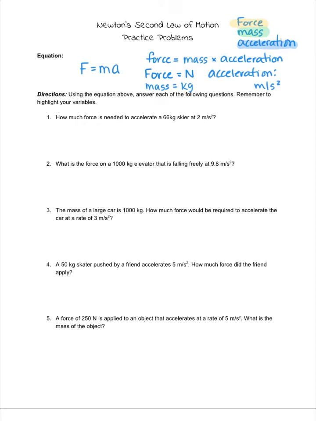All right, let's look. It says use the formula above. Answer the following questions. Remember to highlight your variables. How much force is needed to accelerate a 66-kilogram skier at 2 meters per second squared? So we underline our numbers. We've got two numbers there. Now let's decide what those numbers are using those units. If we have kilograms, take a minute. What do you think that is? If you said mass, you are correct. So we're going to highlight that in green.